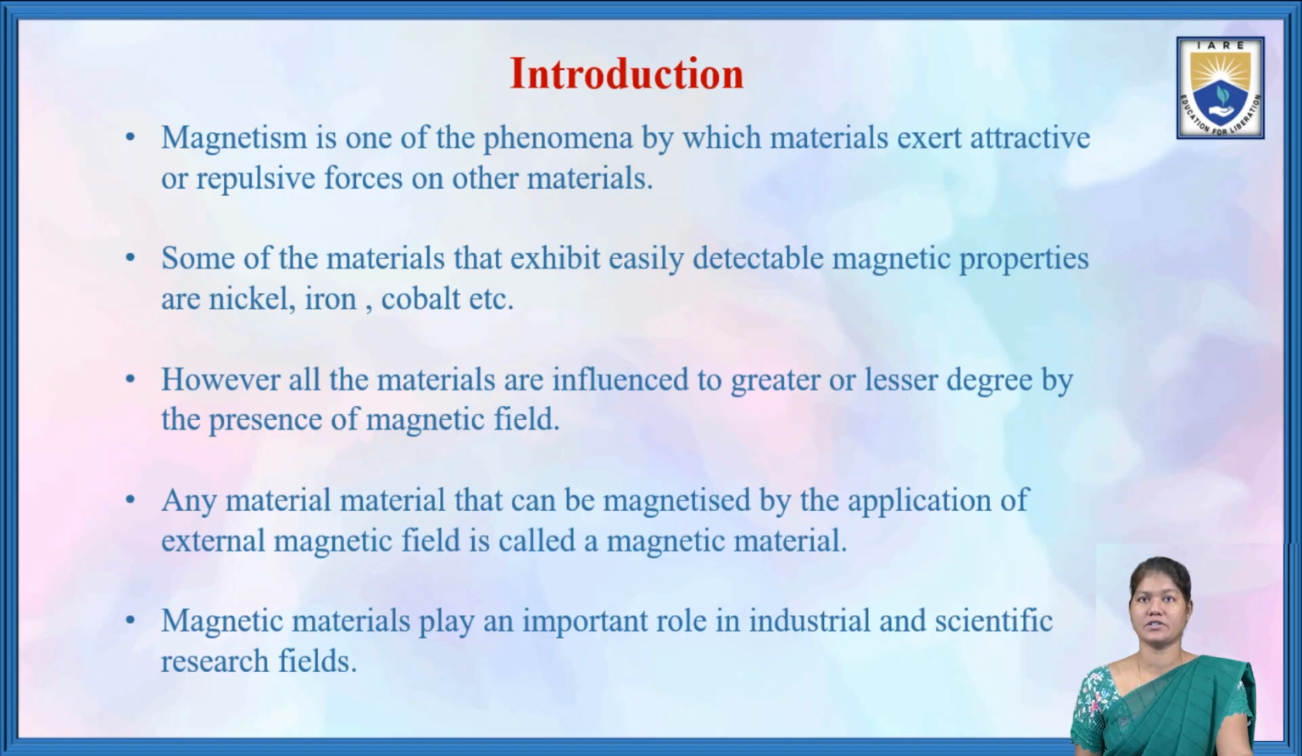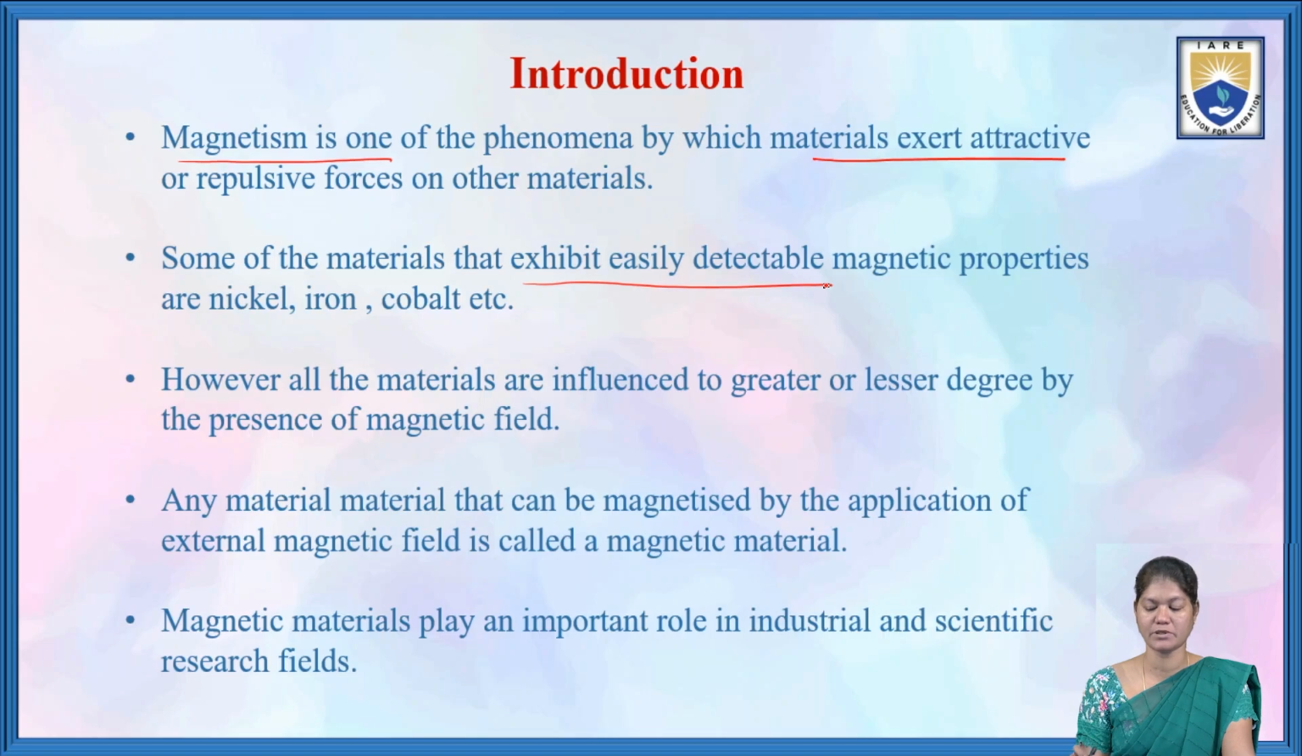Introduction. So magnetism is one of the phenomena by which materials exert attractive or repulsive forces on other materials. Some of the magnetic materials exhibit easily detectable magnetic properties, such as nickel, iron, cobalt, etc.